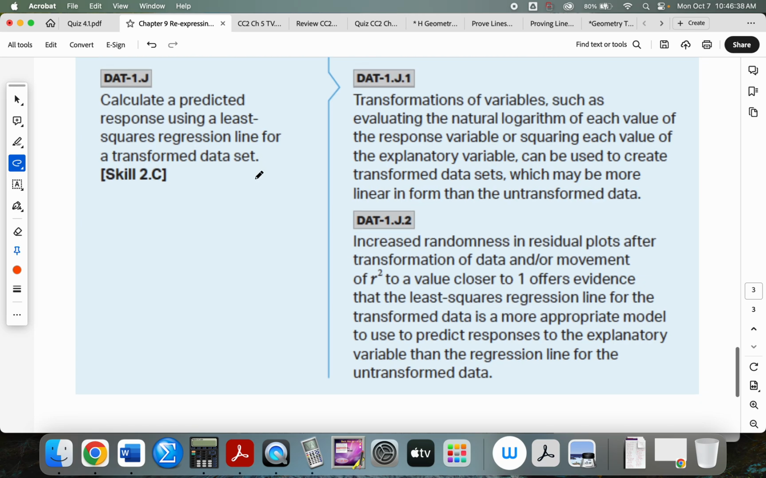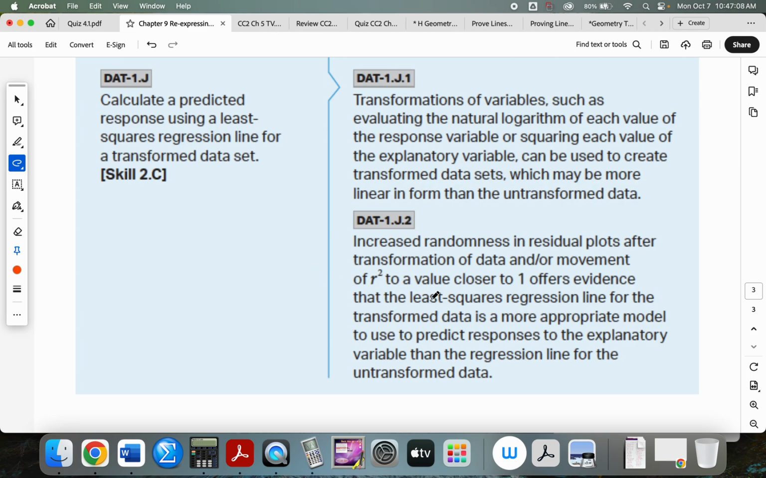Now, how is it that you're going to know that your new one is better? I think this is kind of the more likely question. Increased randomness in residual plots, right? You don't want residual plots to have any kind of a pattern. So if after they've re-expressed it, the residual plot is more random, that means that the new one is better than the old one. It doesn't mean the new one's perfect. It just means it's better than the old one.